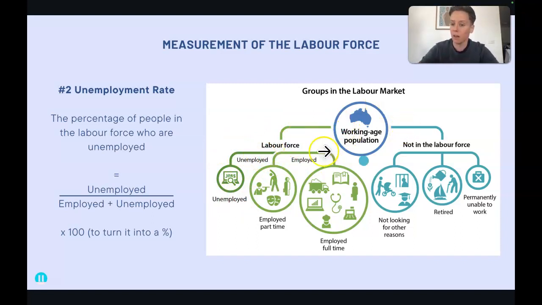I'm not comparing it to the whole working age population. I'm only comparing it to my labour force. So to calculate that number, we've got the total number of unemployed people divided by the labour force. Now you'll note that I've written here employed plus unemployed. Let's be really clear. The labour force is equal to the employed plus the unemployed. So unemployed people divided by employed people plus unemployed people, and then you times that by 100 to give you a percentage, okay?